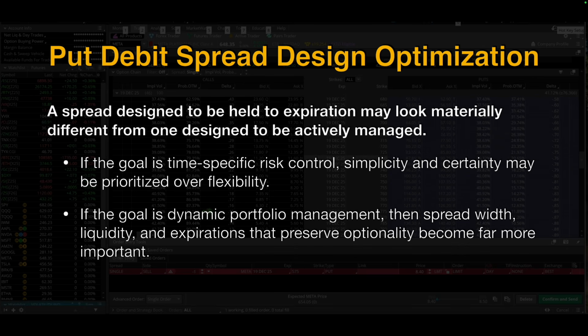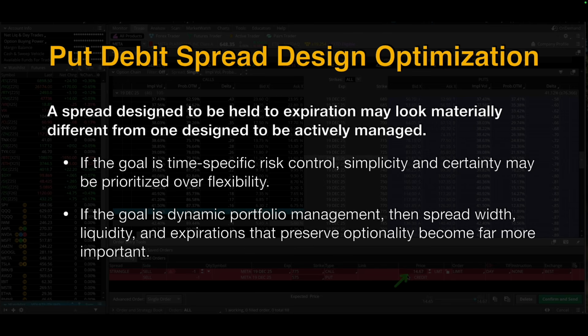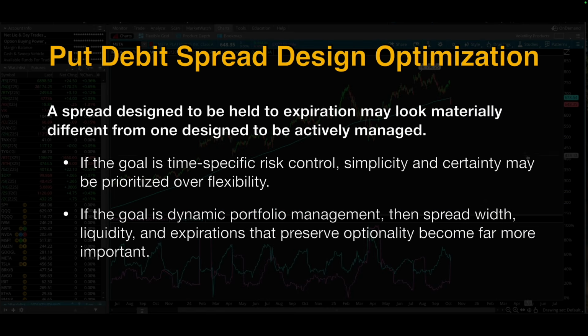Conversely, if the goal is dynamic portfolio management, say, for example, the goal of the hedge is to have something to monetize in order to purchase assets if we get a market sell-off, then you're going to want to design that hedge differently. Spread width, liquidity, and expirations that preserve optionality become far more important to you.